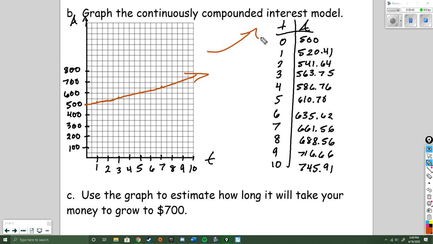Now the whole question was to estimate how long it will take the money to grow to $700. So we're going to use our graph to estimate this. First, $700, that's right here. We're going to take a look at where approximately that intersects with our graph. Well, that's pretty darn close to 9. Let's say about right here. And maybe it's pretty close to 8.5, I would say. So approximately 8.5 years.